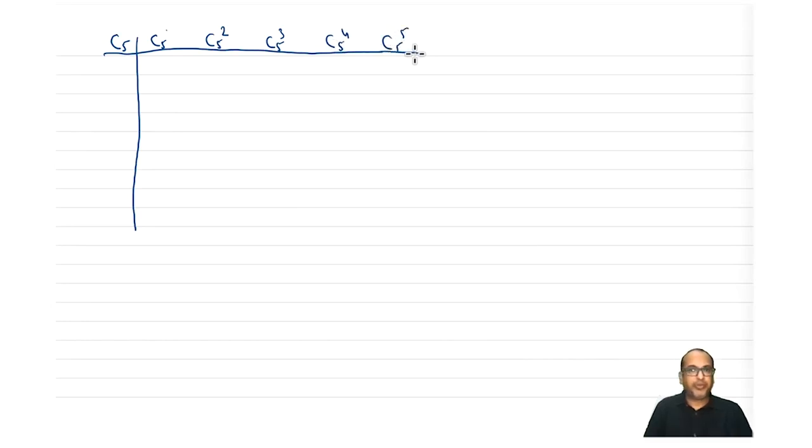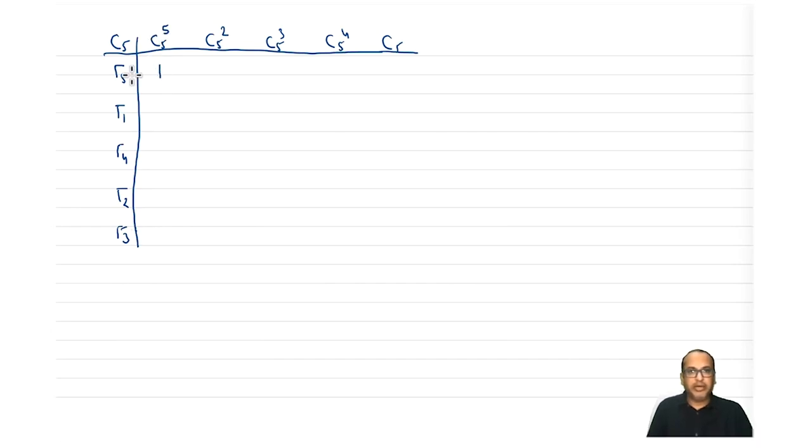C5, C5 square, C5 cube, C5 4, C5 5, or actually what I'll do is I will write C5 5 first, because that is the trend for writing E's, right? Okay, so here I have tau 5 I'm going to write first, followed by tau 1, followed by tau 4 and tau 2 and tau 3. I'll tell you why I did this.